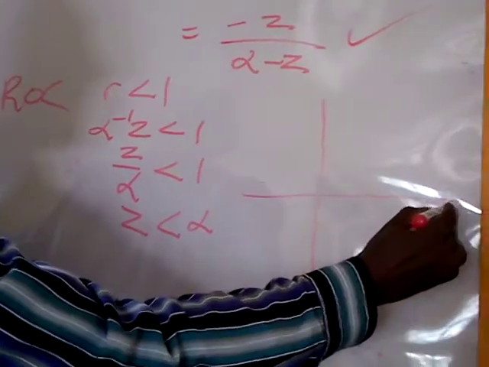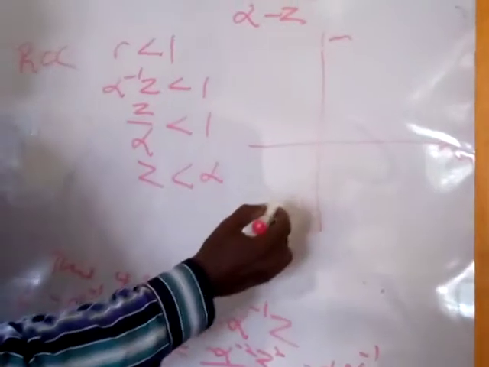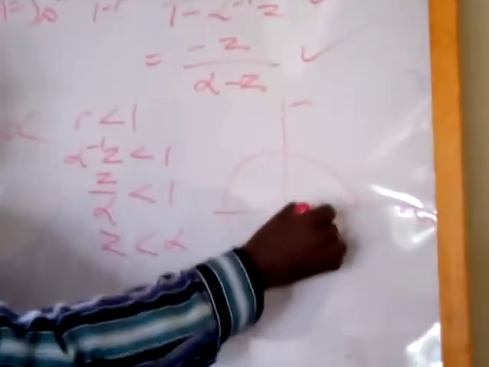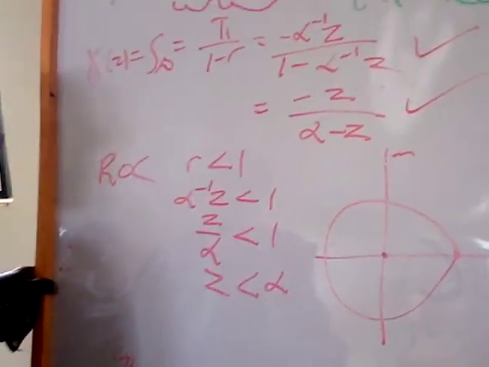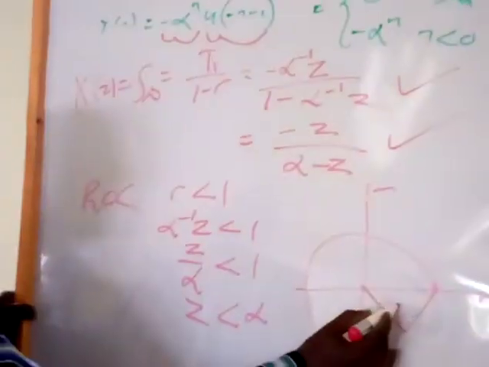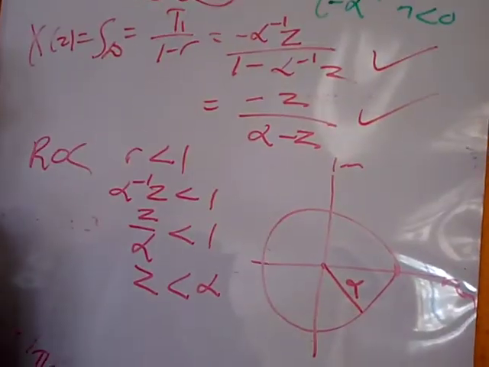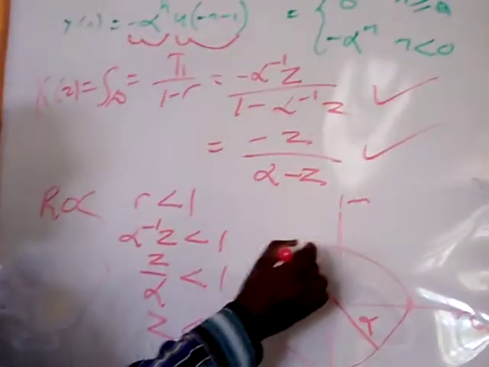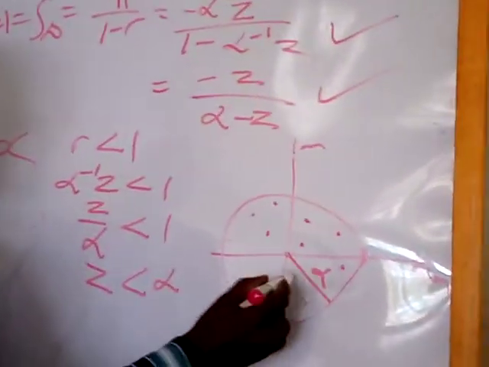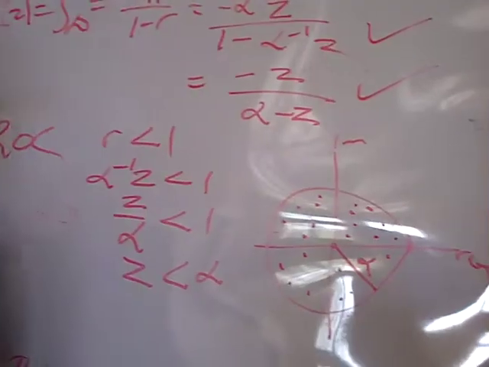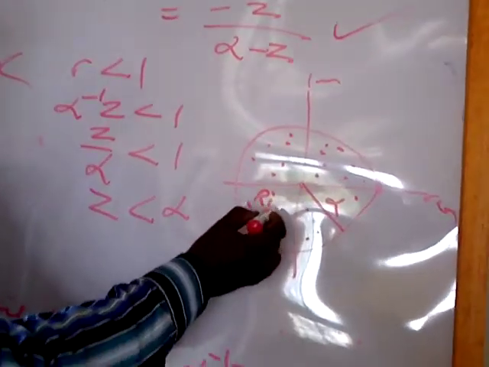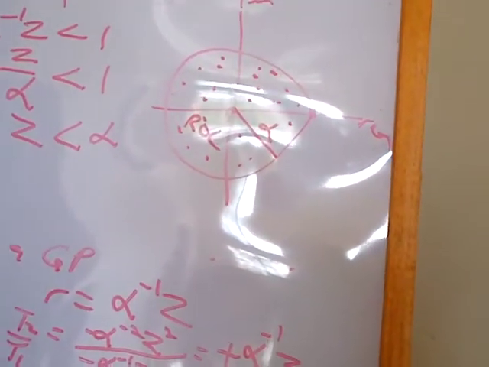To draw the region of convergence, this is the real axis, this is the imaginary axis. Draw a circle with the origin at the center. Let the radius be alpha. z must be less than alpha. So the region of convergence is inside this circle where z is less than alpha. So this is the ROC. Inside here is the ROC. So this is the Z transform, this is the ROC.